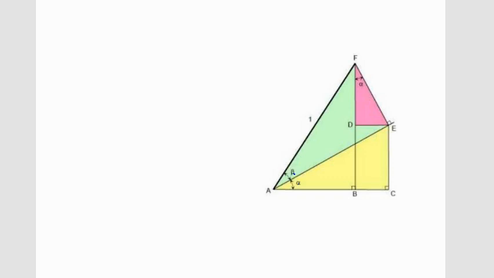Hello there. In this video, I'm going to go over the classic proof of the sine addition identity. So that would be sine of alpha plus beta, and this diagram uses alpha and beta. Now we're going to take a little cheat and use the end result of what we know it to be.